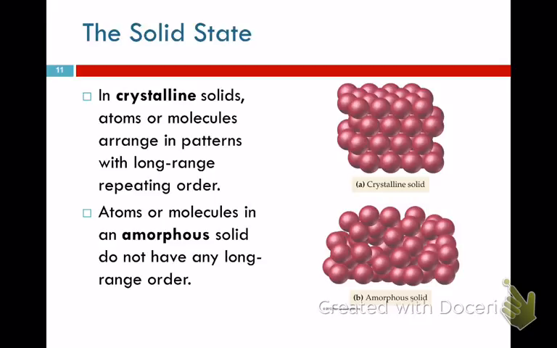They have interesting properties, too, because crystalline solids will maintain their shape until you hit a certain temperature, and then they'll completely liquefy. And that's what we call the melting point. At a specific temperature, they start to melt. It turns out amorphous solids just get softer and softer and softer.